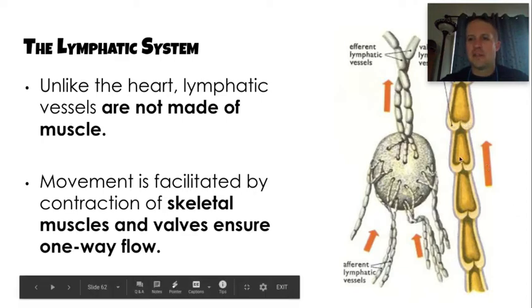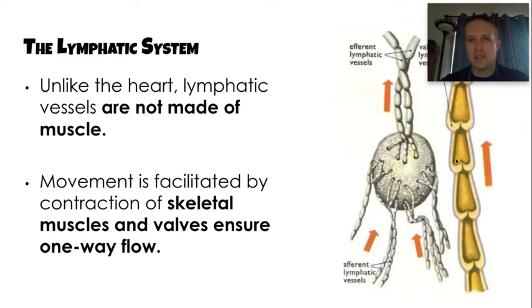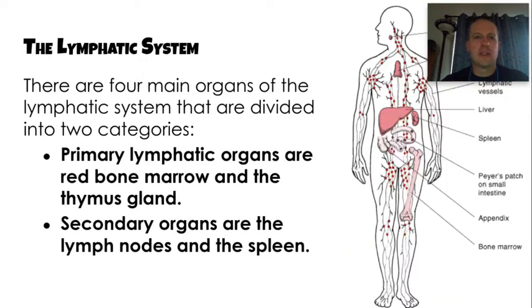And there are valves. You can see how it's shaped like this. The fluid flow goes up like this, and then if there's no contraction, it sits back down and won't backflow. We don't want it to backflow. And then next time the muscle contracts, it'll move up. So basically that rhythmic muscle contraction will move fluid back to your cardiovascular system.